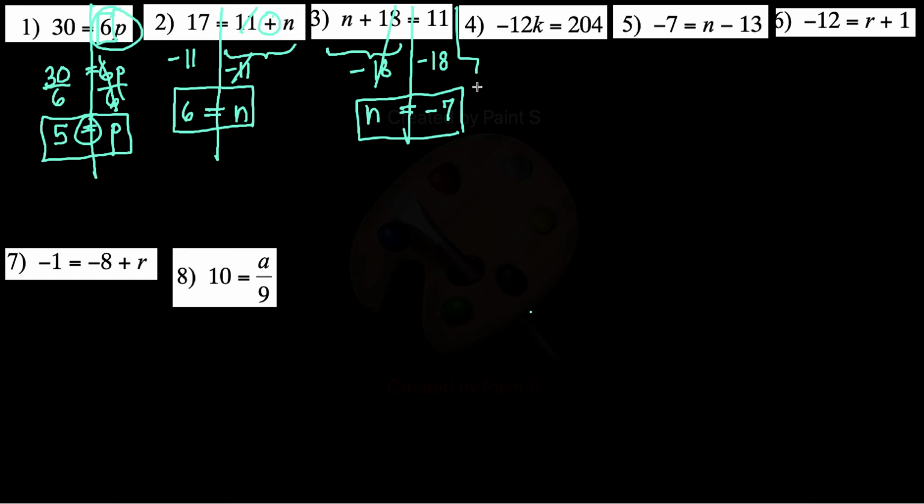Now here in number 4, the operation in this case is multiplication. And that's what's key. You need to notice the operations here. I want to get rid of this negative 12. It's negative 12 times k, so I've got to divide by negative 12 on both sides. Negative 12 divided by negative 12 is 1. 1 times k is just k. Now, 204 divided by negative 12.